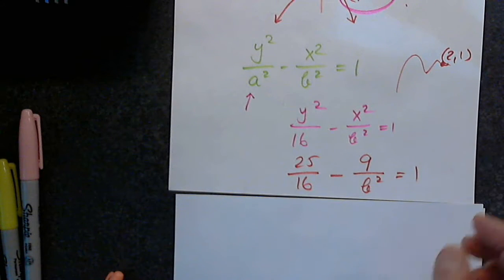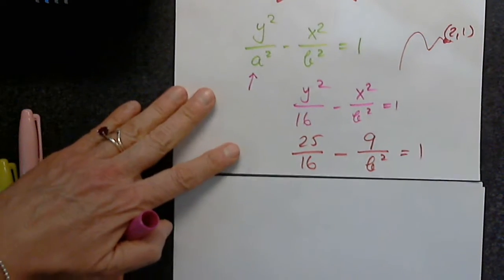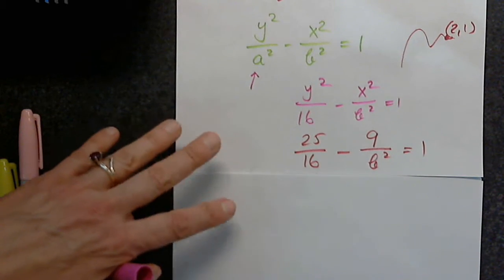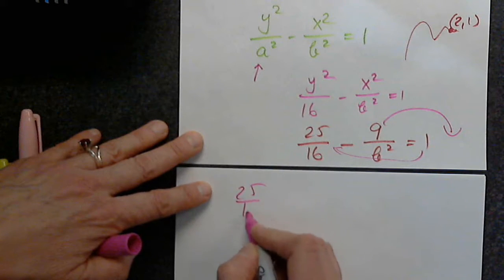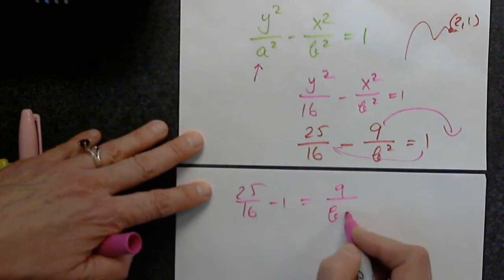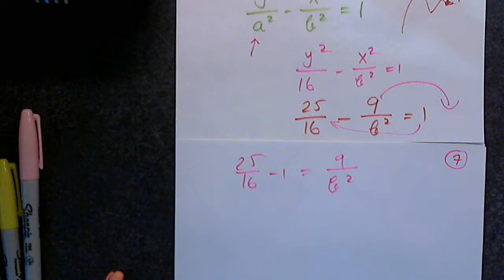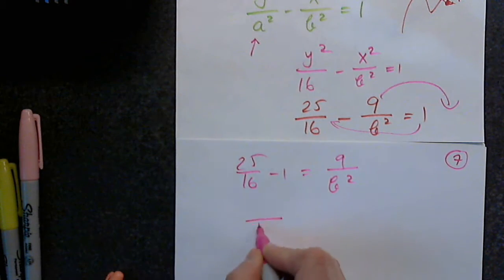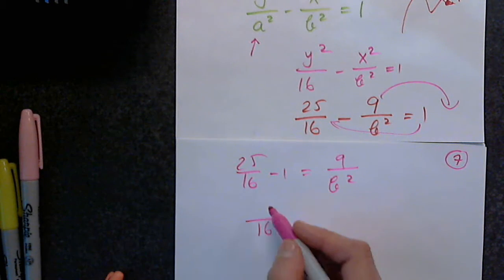Good. So how do I solve this equation for b? What would you recommend first? And then I'll tell you what I recommend. Add 9 over b squared, yes, of course. I'm going to move this term, and I'm going to move this term. So 25 over 16 minus 1 equals 9 over b squared. Of course, that will be my first step. Then I deal with the left-hand side, which is over 16. So 25 minus 16, we know that already.